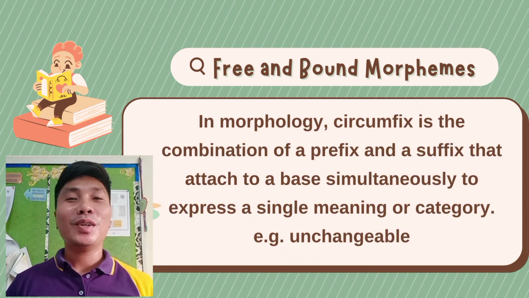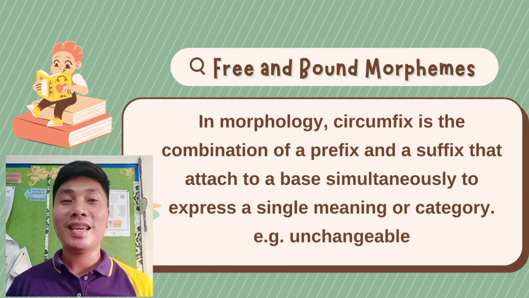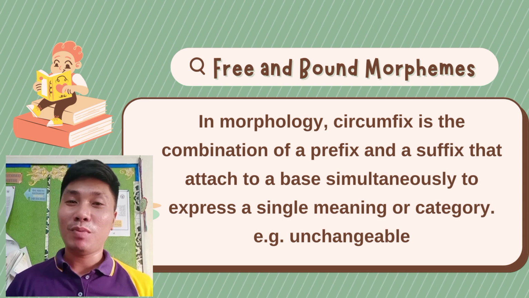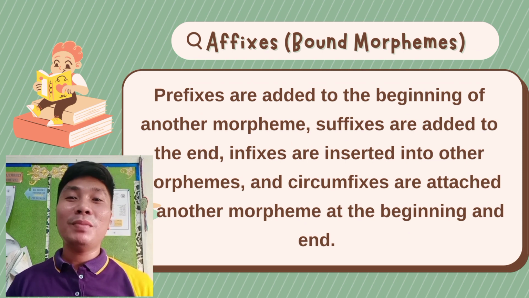In morphology, a circumfix is the combination of a prefix and a suffix that attach to a base word simultaneously to express a single meaning or category. For example, we have the word unchangeable. The prefix is un, we have the root word or the base word change, and we have the suffix able. And again, prefixes are added to the beginning of another morpheme, suffixes are added to the end, infixes are inserted into other morphemes, and circumfixes are attached to another morpheme at the beginning and end.